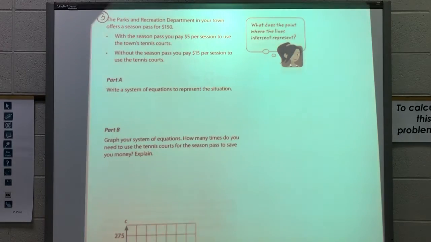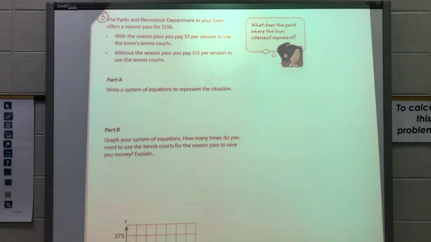All right, number 3. The Parks and Recreation Department in your town offers a season pass for $150. With the season pass, you get $5 per session to use the town's tennis courts. Without the season pass, you pay $15 per session to use the tennis court. So you have two scenarios here. You have a season pass and no season pass.